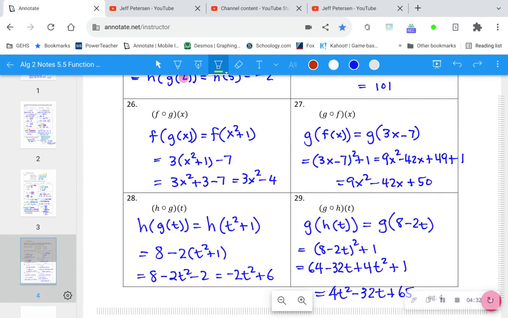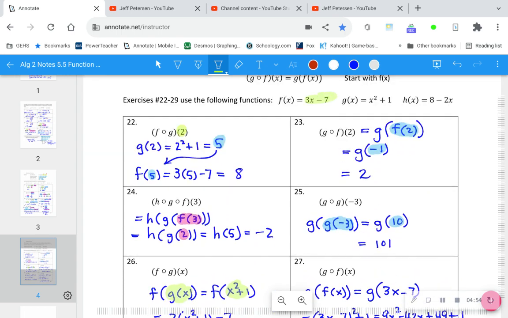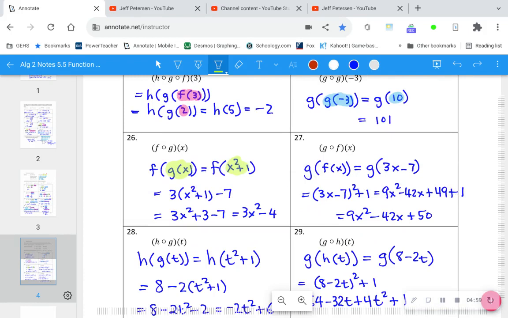Okay, now we're doing f o g of x. So you're going to start on the inside here with g of x, and you can see that if you plug x into g, you just get what it says up there, g of x. So now you take that expression and put it into this one right here, which triples it and subtracts 7 from it. And you can see the rest of the work there. You end up with 3x squared minus 4. Turn that around and do g o f of x.